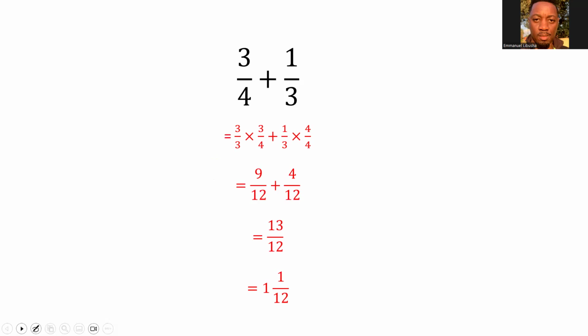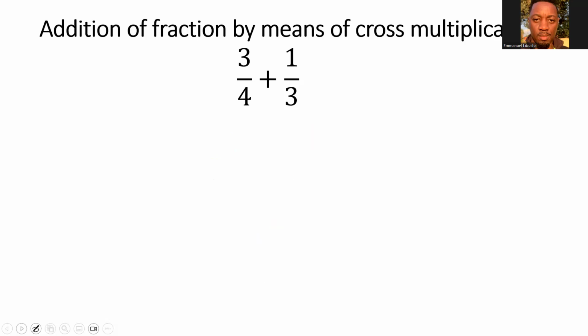Then cross multiplication is another method. With cross multiplication, I'm going to multiply the 4 and the 1, and the 3 and the 3. So 3 times 3, I get 9, and then plus 4 times 1, I get 4. Then all over, I multiply the 4 and the 3, I get 12.